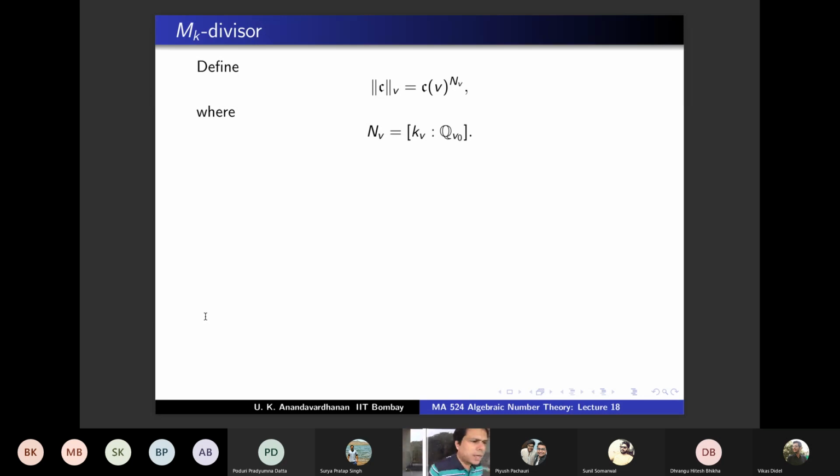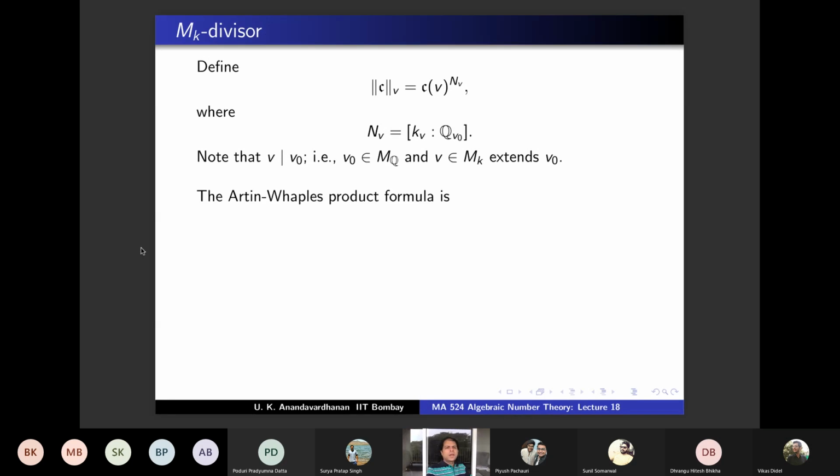So at V, if you complete K, you have the complete field KV, and V lies above some absolute value V0 of Q, and you complete Q at V0. So KV contains QV0, and that local degree is called NV. So CV to the power NV has this notation, norm of C with respect to V, where V extends V0, with V0 in MQ and V in MK. So mod X subscript V is mod X subscript V0 if X belongs to Q.